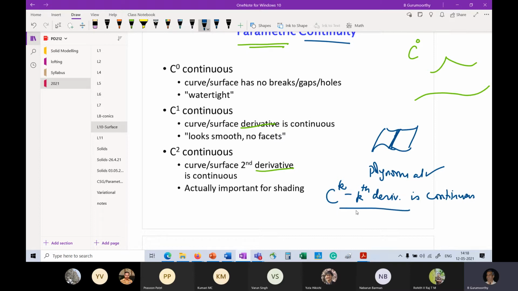That's the notation. So C0 continuous means that I go along the path and I will never find a gap. At the junction, the two curves touch each other. That's all that is guaranteed. There is no break for you to fall through. C1 continuous means that the first derivative is continuous, which means tangent continuity. If I were to derive the tangent of this curve and plot it, I should get a continuous curve. There is no break in the tangent. That's what this is showing. Likewise, it continues. C2 is the second derivative, and K is the kth derivative.